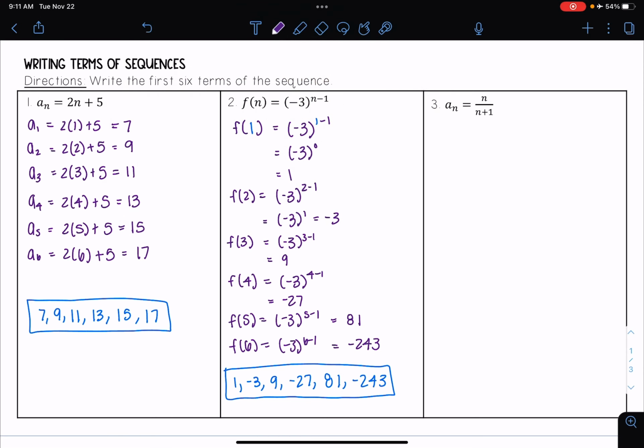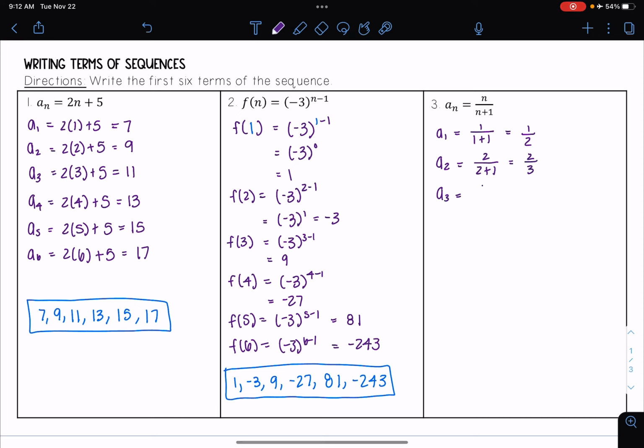Okay, let's look at one last one. So here I have a sub n is equal to n over n plus 1. So I want to write my first 6 terms, and so I'm going to start with n equal to 1. So I have a sub 1 is equal to, everywhere I see an n, I'm replacing it with 1. So I have 1 over 1 plus 1, which equals 1/2. A sub 2 is equal to 2 over, now 2 plus 1, because everywhere I see an n, I'm replacing now with 2, which is equal to 2/3.